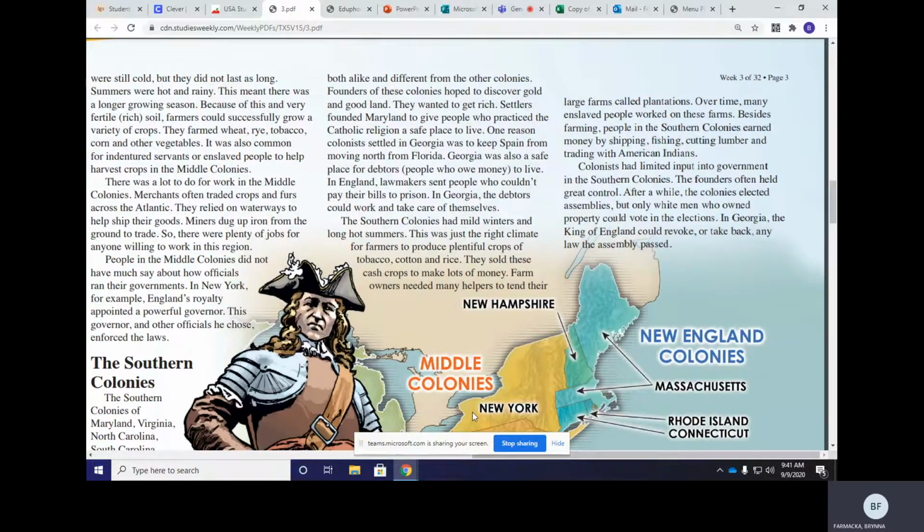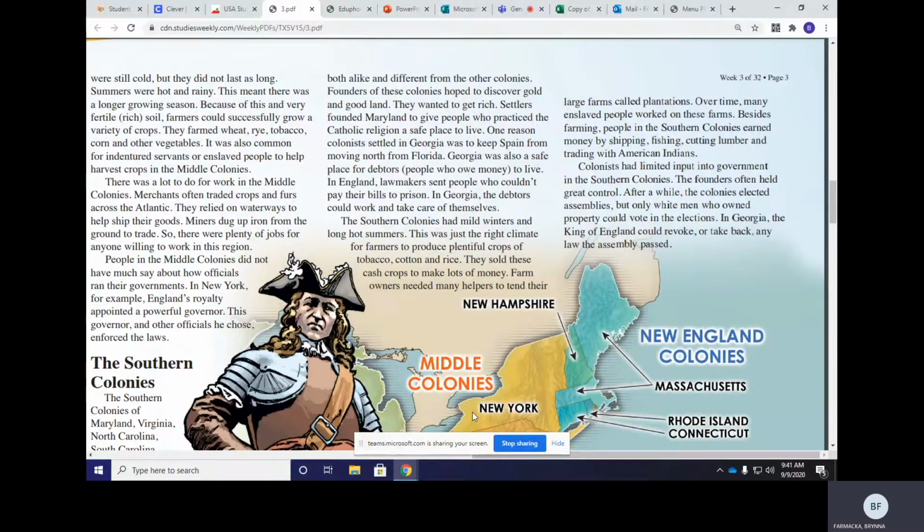Settlers founded Maryland to give people who practiced the Catholic religion a safe place to live. One reason colonists settled in Georgia was to keep Spain from moving north from Florida. Georgia was also a safe place for debtors, people who owe money, to live. In England, lawmakers sent people who couldn't pay their bills to prison. In Georgia, the debtors could work and take care of themselves.